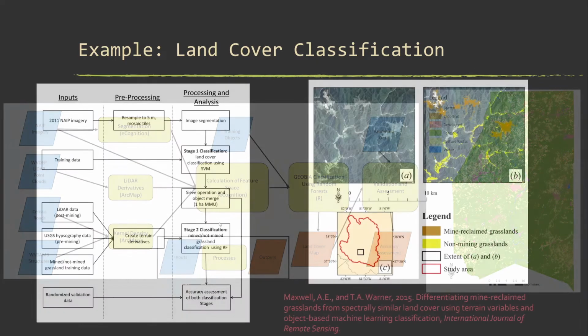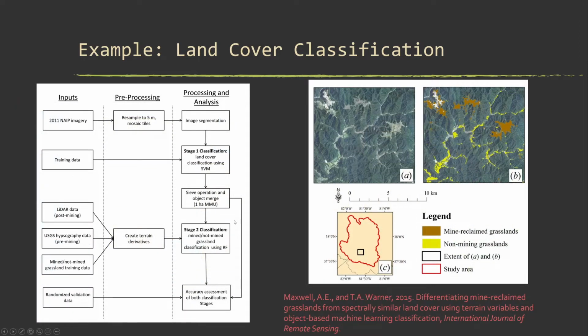using machine learning. Here's just another example. The goal here is to try to differentiate grasslands from other land cover, and then differentiate grasslands that resulted from surface mining from other types of grasslands on the landscape using a series of different machine learning steps and processes. So anyway, that's just another thematic mapping example.